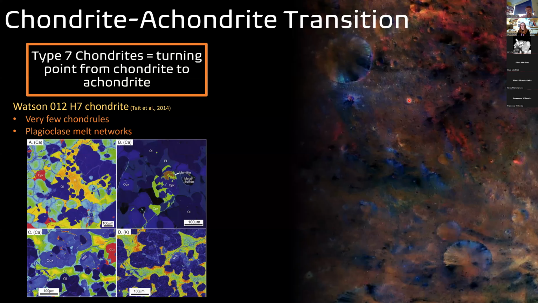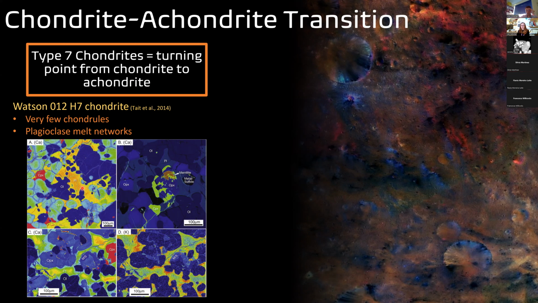And if you keep melting your chondrites, eventually you hit these type 7s. And these are quite a new group of chondrites. And these are the turning point from chondrite to achondrites. And an achondrite is just a rock that's melted enough that it no longer has chondrules. It's very, very, very scientific. And these type 7 chondrites, you can see there's not really any chondrules visible here. These are some EPMA maps.